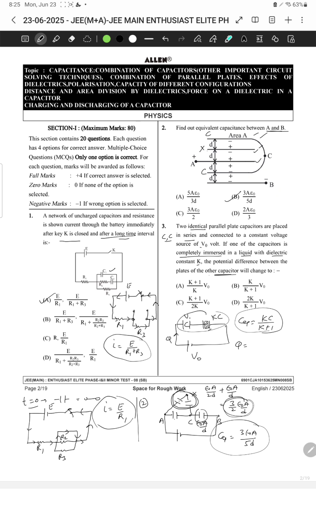Now what is the charge flow? It is KC by K plus 1 into V0. Now they are asking what the potential difference between the plates of the capacitor will change to, that means V1. V1 is equal to Q by C, that is nothing but K by K plus 1 into V0. Right, so which option is correct? Option B is correct here. Clear? Okay, let's see some other questions.